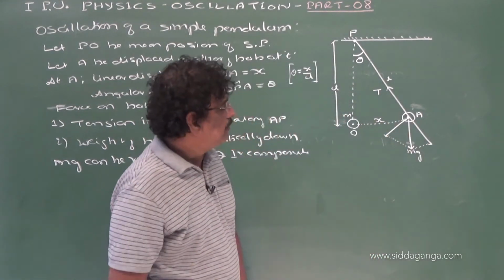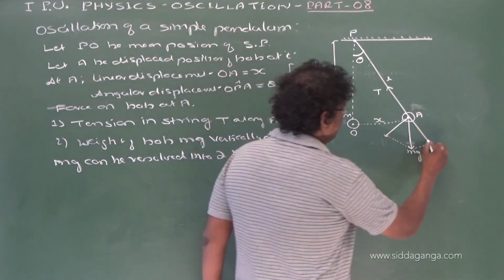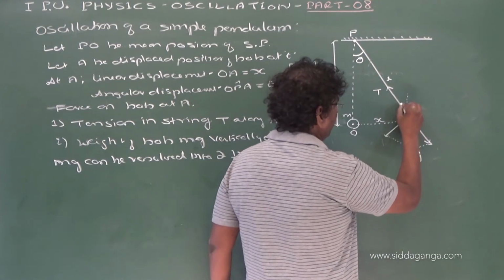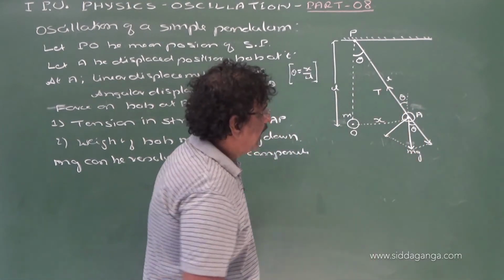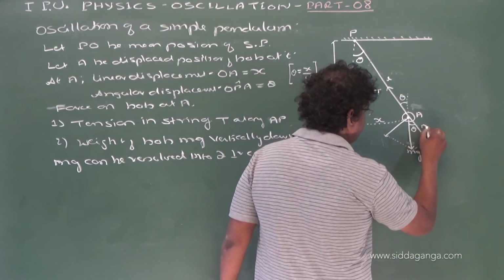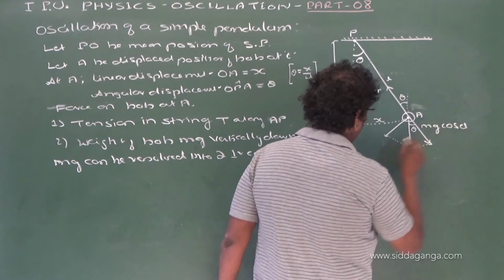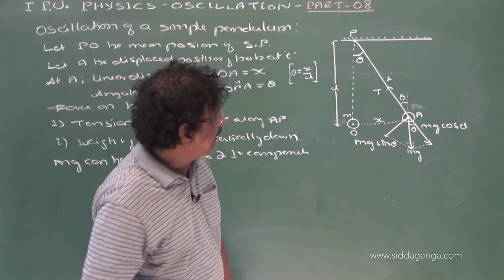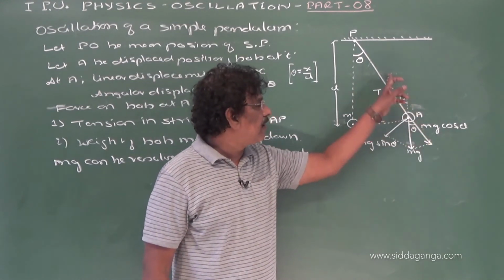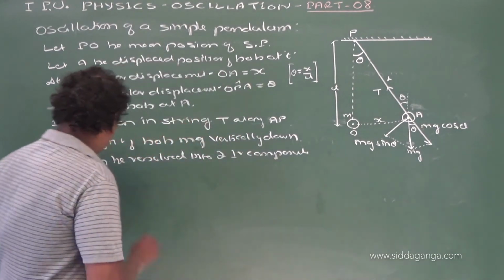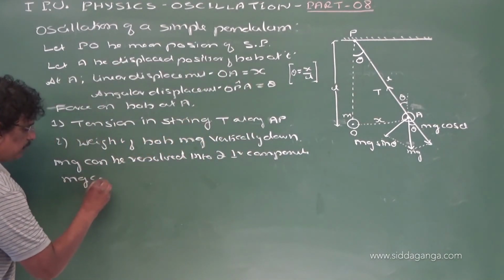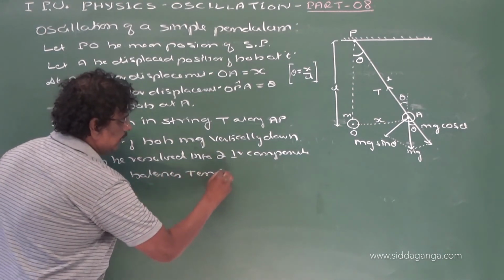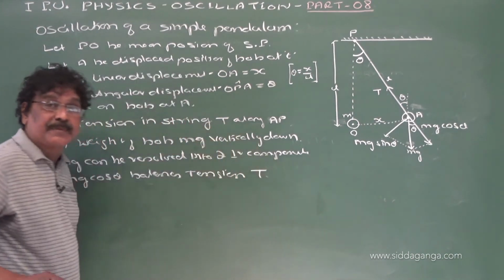Right. This mg can be resolved into two mutually perpendicular components with this angle theta, because this angle is theta. This component is mg cos theta, and this component is mg sin theta. Here, this component mg cos theta balances the tension P, right.